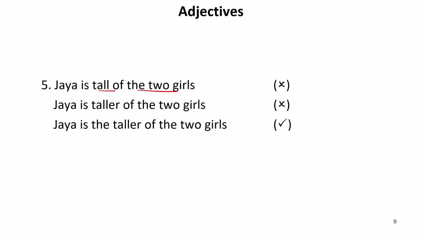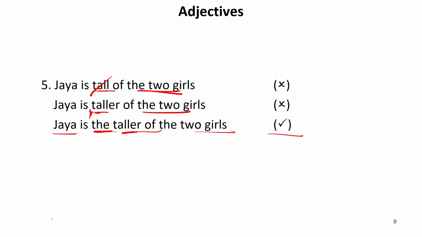Jaya is tall of the two girls. Now again it is written of the two girls. It means your tall is incorrect because this is positive degree of adjective. We have to compare taller. This is also incorrect because we have not used the before it because the phrase is given of the two girls. So we have to use the before comparative degree as well. So Jaya is the taller of the two girls. This sentence is absolutely correct.